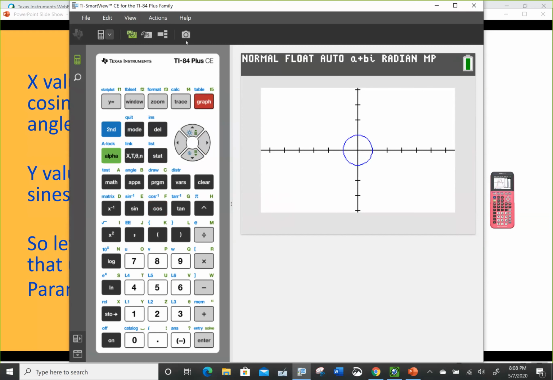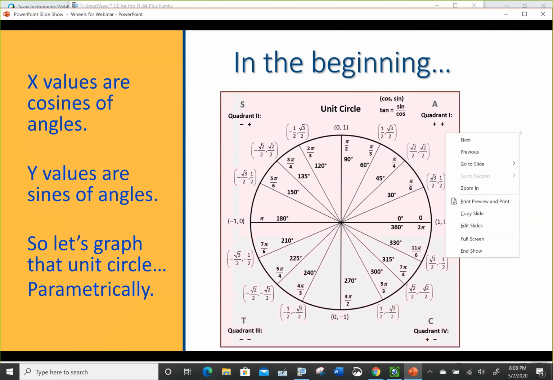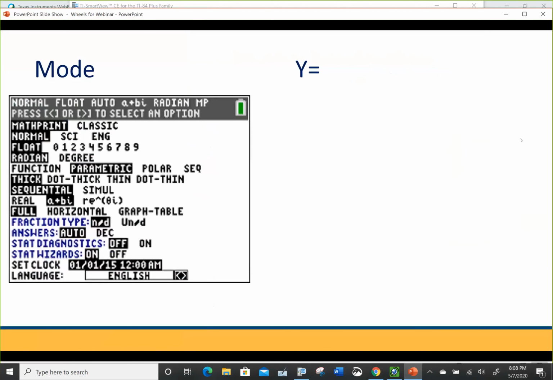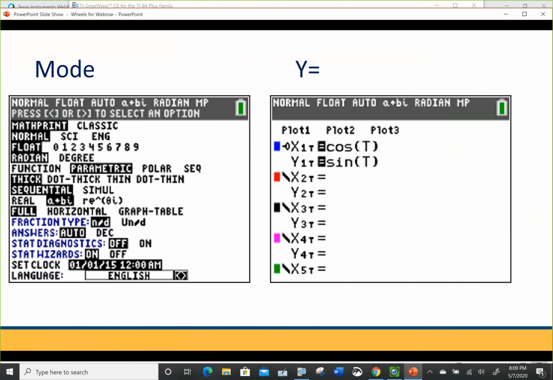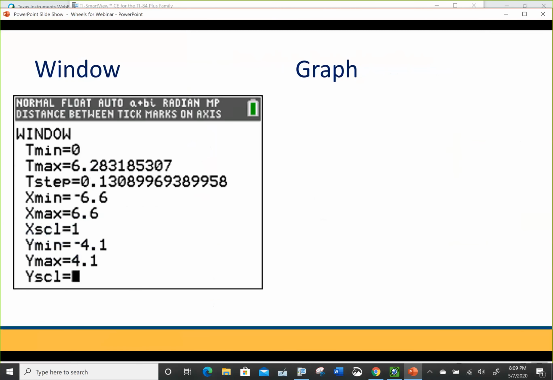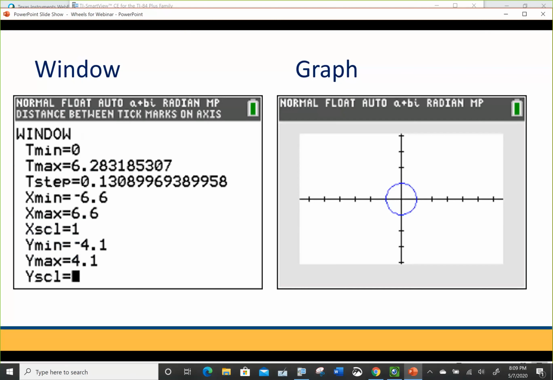Well, enough about the unit circle. And just to remind you what I did, I changed the mode to parametrics. I typed cosine t and sine t in the y equals. I changed the window to go from 0 to 2 pi. And I let the graph, oh, I should have mentioned something about my x mins and x maxes. This is zoom decimal. I like zoom decimal because your x and y's are measured in the same size units. And that's the graph we got.